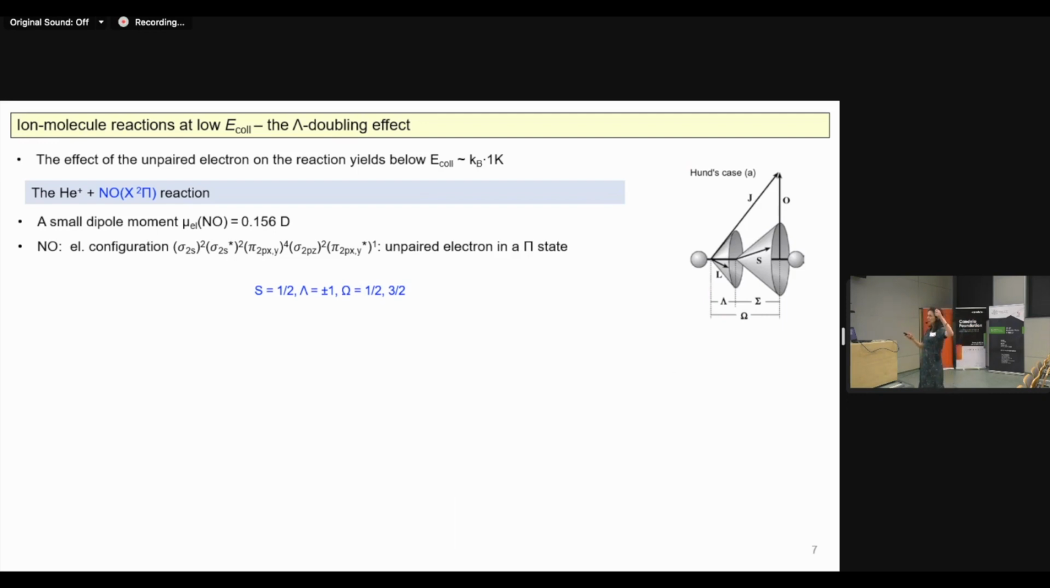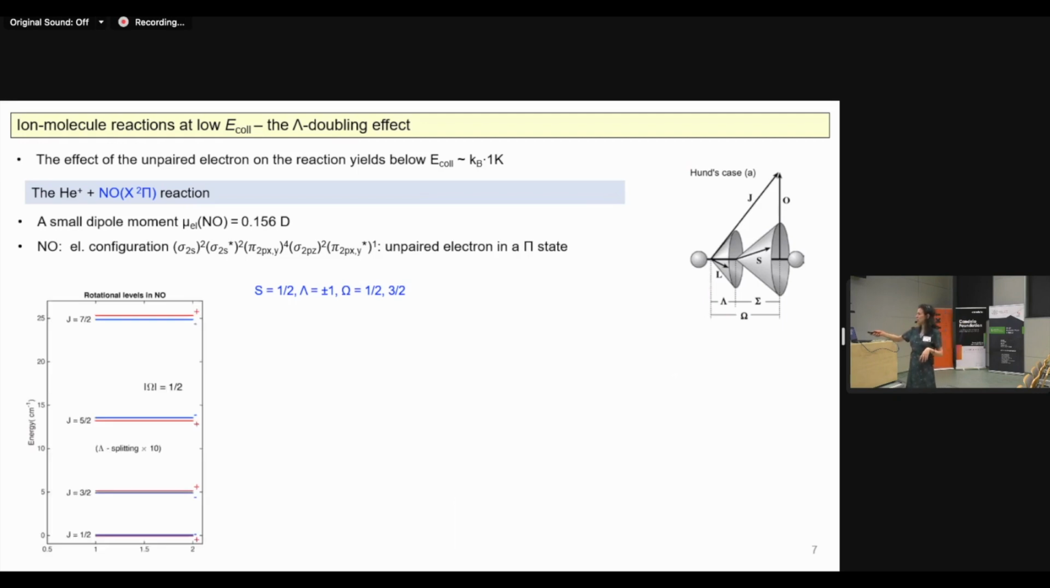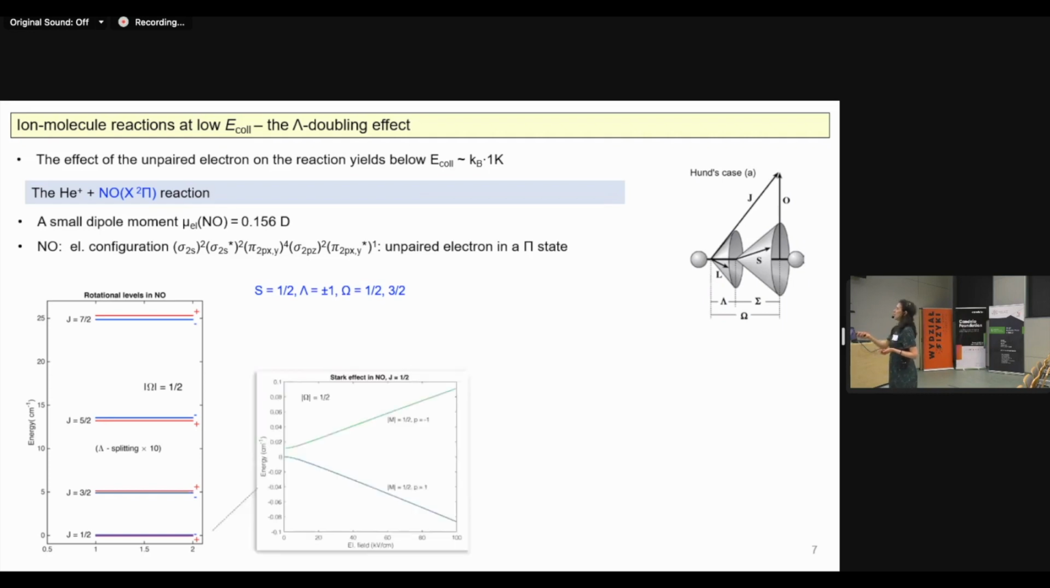But because of interactions with higher lying electronic states, this degeneracy is lifted, so they're no longer degenerate. If you were to look at the rotational energy structure, we would see that each J level is composed of what is called the lambda doublet, with a splitting which increases as you increase the J, and also with alternating parity. So why is this interesting for us? Well, if we look at, say, the lowest J level in a small electric field, say going from 0 to 100 kilovolts per centimeter, we would see that these two parity states actually repel each other.